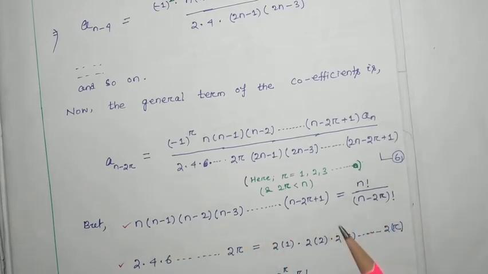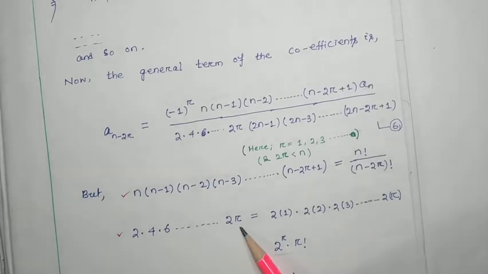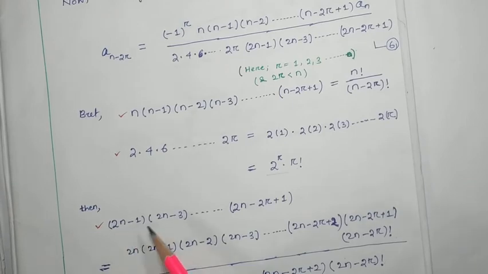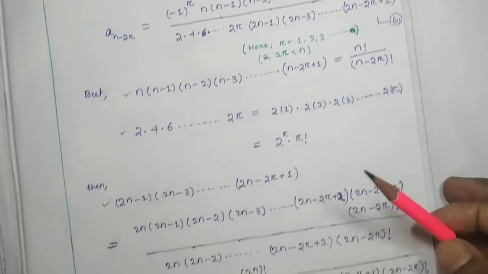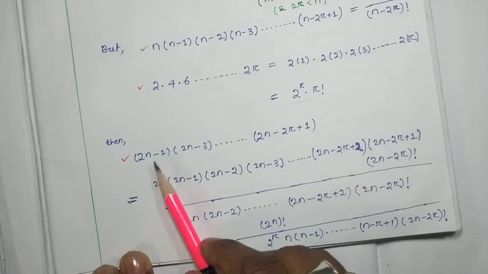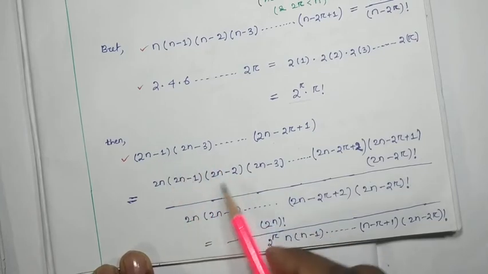Then here 2 into 4 into 6 up to 2r, you can take 2 common, then it will be 2 to the power r into r factorial, right? Next 2n minus 1, 2n minus 3 up to 2n minus 2r plus 1 can be represented like this. See, here 2n minus 1, 2n minus 3, but 2n minus 2 is not there. I am just inserting the 2n minus 2 term also.